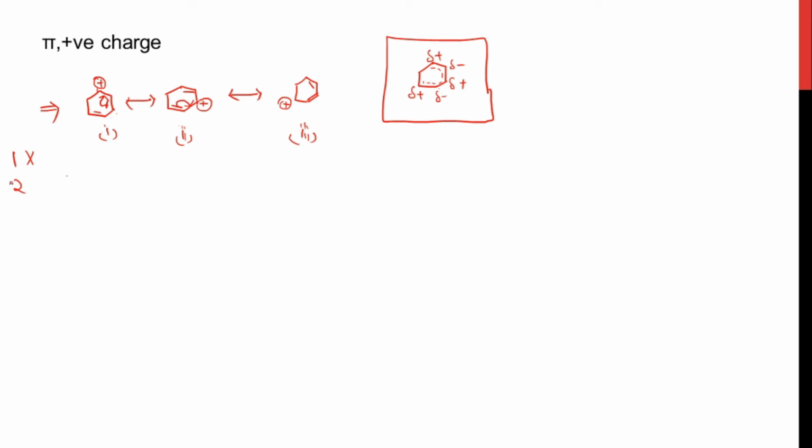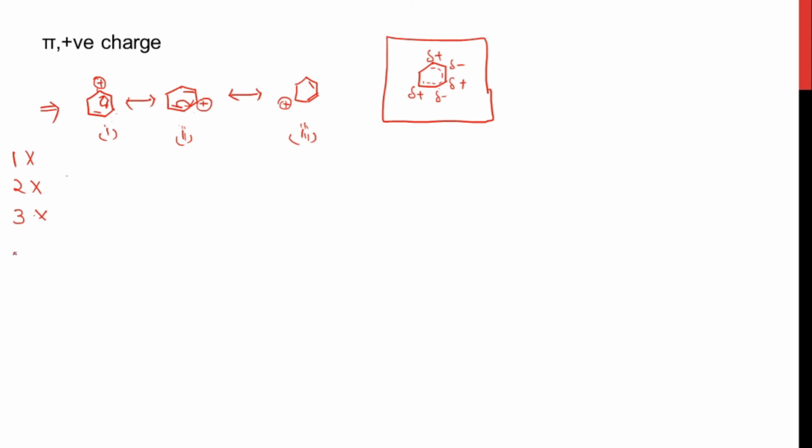What is the second rule? That the neutral species are more stable than charged or dipolar species. You can see all the 3 resonating structures are charged ones, so we can't apply the second rule. And the third rule, what is the third rule? That the like charges should be far from each other and the unlike charges should be closer to each other. But as you can see in the resonating structures, there is only one charge in the molecule. So you can't even apply the third rule.